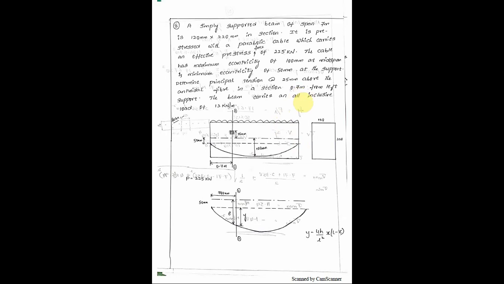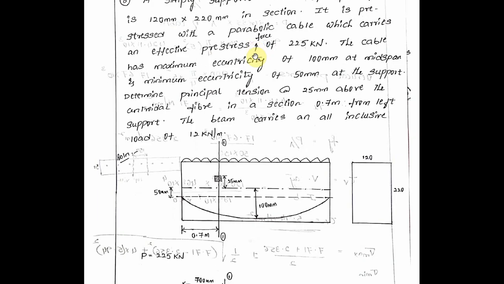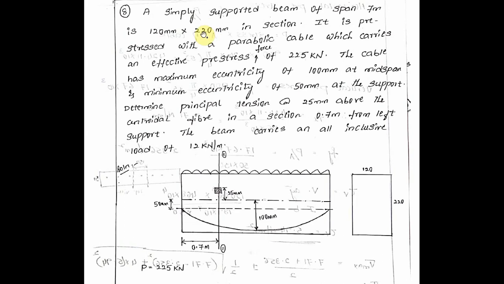This is the continuation of the shear problems. A simply supported beam of span 7 meters is 120 mm by 220 mm in section. It is prestressed by a parabolic cable which carries an effective prestressing force of 225 kN. The cable has a maximum eccentricity of 100 mm at midspan and a minimum eccentricity of 50 mm at the support.